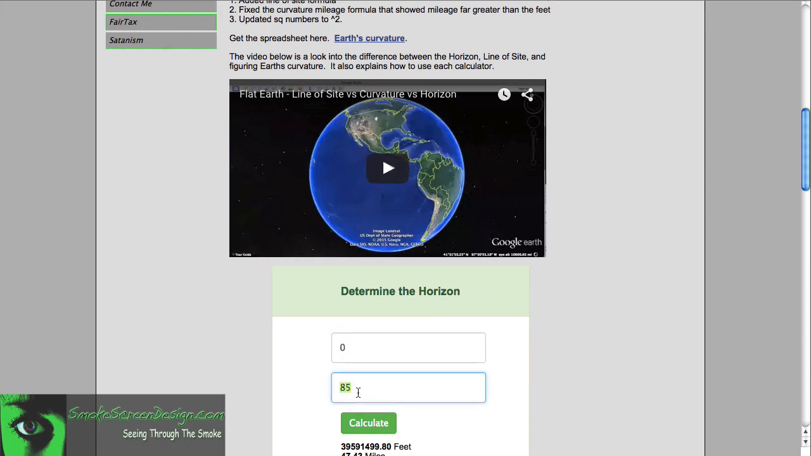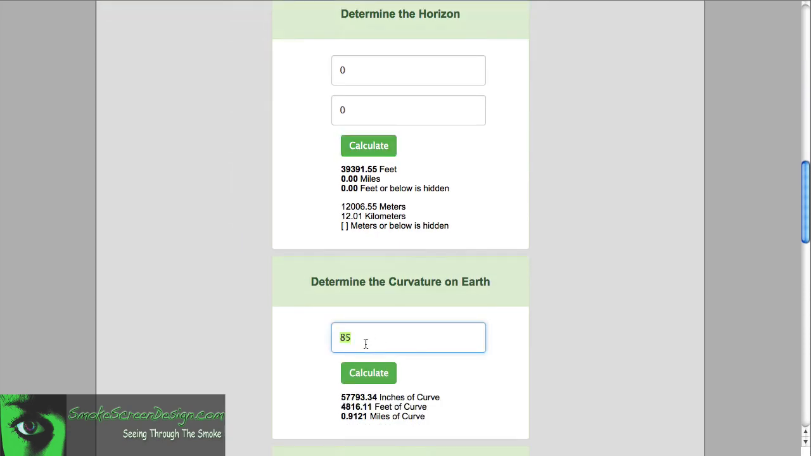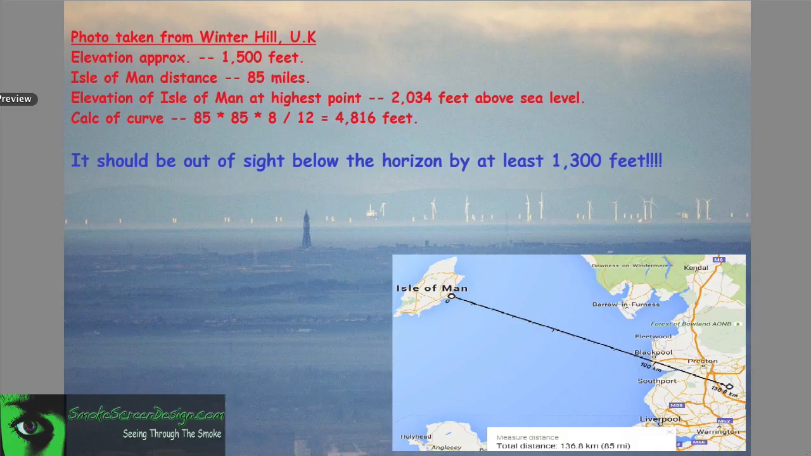Let me go ahead, and I was just playing with the numbers here. Let me cancel this out. Alright, so the picture I came across was this one. It says this photo was taken from Winter Hill, UK. The elevation, I'm assuming that this is where the photo was taken, is approximately 1,500 feet. So that's here. And then the Isle of Man distance was 85 miles, so that's this line here between the two. And the elevation of the Isle of Man at the highest point is 2,034 feet above sea level.